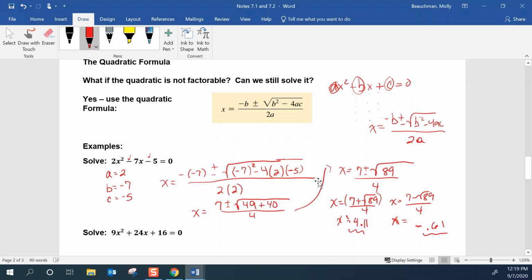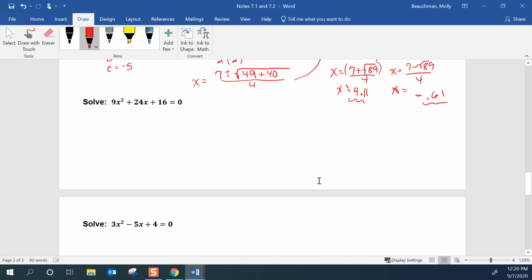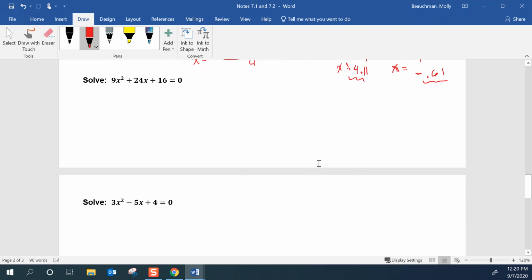Okay. All right, next example, we're going to solve using the quadratic formula 9x squared plus 24x plus 16. So in this case, a is 9, b is 24, c is equal to 16. So this is where you really want to make sure that you're keeping track. These are large numbers. So x equals negative b plus or minus the square root of b squared minus 4 times a times c all over 2a. Oops, and a is 9, so that's 2 times 9.